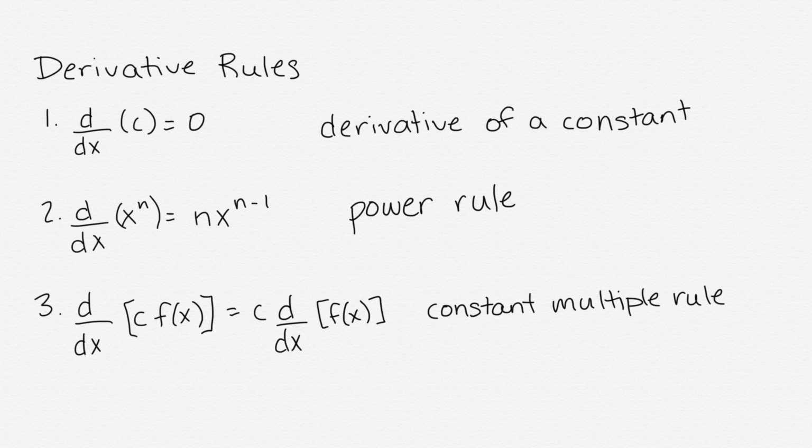The third rule is the constant multiple rule, which says that the derivative of a constant multiplied by some variable or function is just the constant multiplied by the derivative of that function. Note that this is a different situation than the first rule, because this rule applies when the constant or number is not by itself, but rather multiplied by a variable or function.